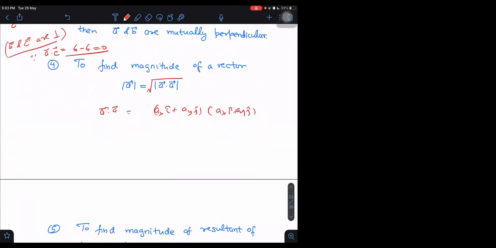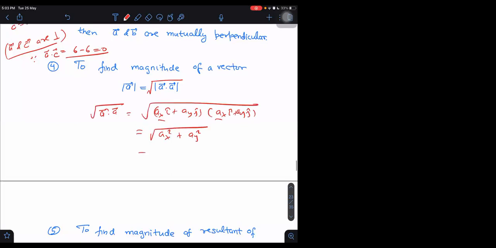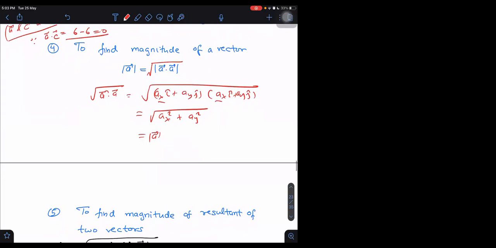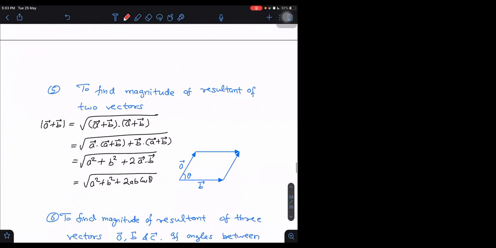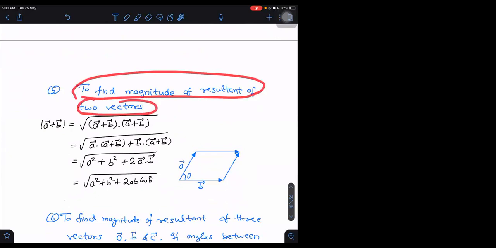AX with AX becomes AX square, plus AY square. But if I take the square root of it, then it is nothing but the magnitude of A. We already know it. By Pythagoras theorem also we get the same result, right? So to find the magnitude of a vector, we can take the dot product of 2 vectors. To find the magnitude of the resultant of 2 vectors, here it becomes interesting.